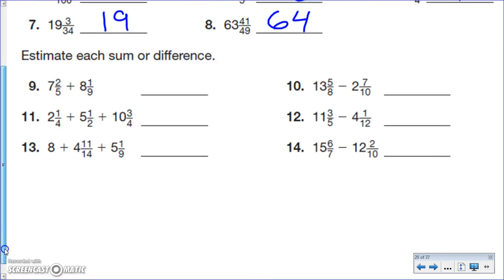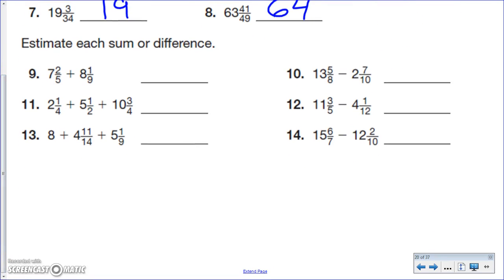For 9 through 14, it wants us to estimate each sum or difference. When you are doing estimating, you always need to write down the numbers you're using to estimate. So we're going to write those above each problem. For 9, we have 7 and 2/5, so we're going to round that down to 7. And we have 8 and 1/9, which is going to round down to 8. Then we simply need to add 7 plus 8 equals 15.